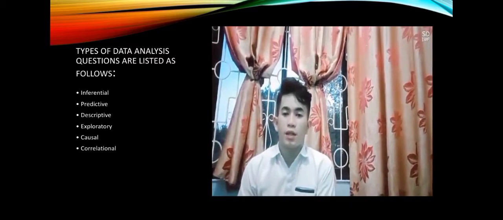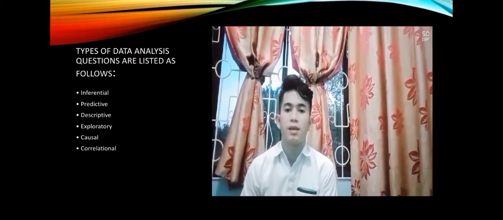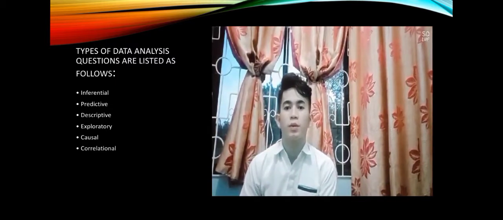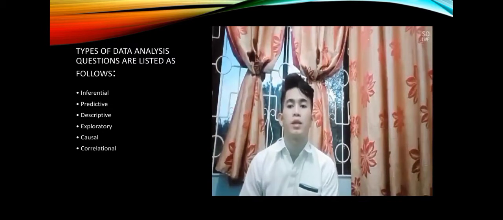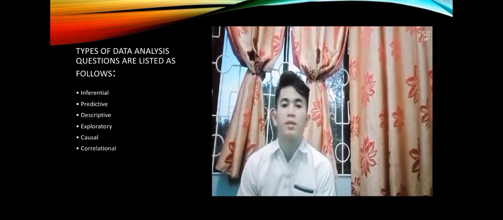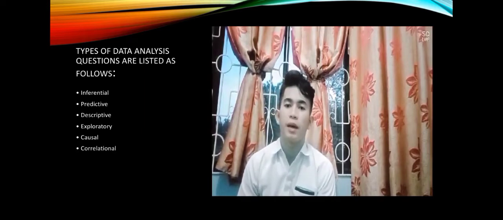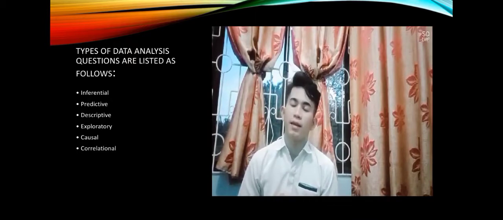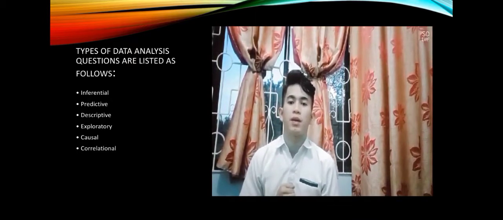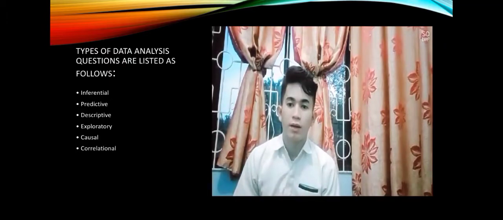So next is the correlational. Correlational is a type of method that involves observing two variables in order to establish a statistically corresponding relationship between them. The aim of correlational is to identify variables that have some sort of relationship to the extent that a change in one creates some change in the other.